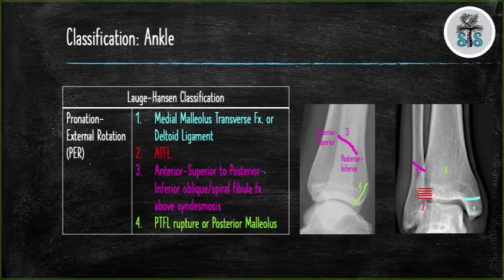The third subtype we will discuss is the pronation external rotation injury pattern. The first structure that will be injured is the medial malleolus or the deltoid ligament, and then the ATFL. Next, the distal fibula will be fractured above the level of the syndesmosis in an oblique pattern oriented anterior superior to posterior inferior. Lastly, the PTFL or posterior malleolus will be fractured.